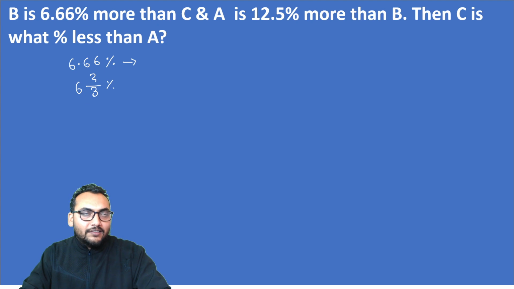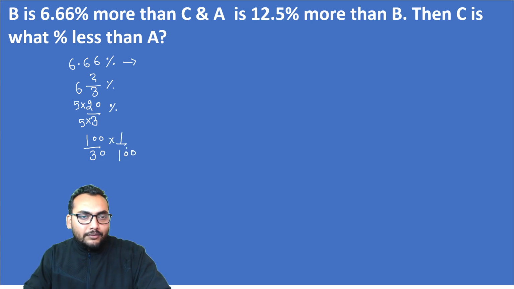I can write it as 6 3s are 18 plus 2, 20, divided by 3%. If I multiply it by 5 and also by 5, I will get 100 divided by 30. And if I change this percentage sign into 100, it is 100 and 5 3s are 15. This can be cancelled out, and I will get 1 upon 15. That means 6.66% can be written as 1 upon 15.